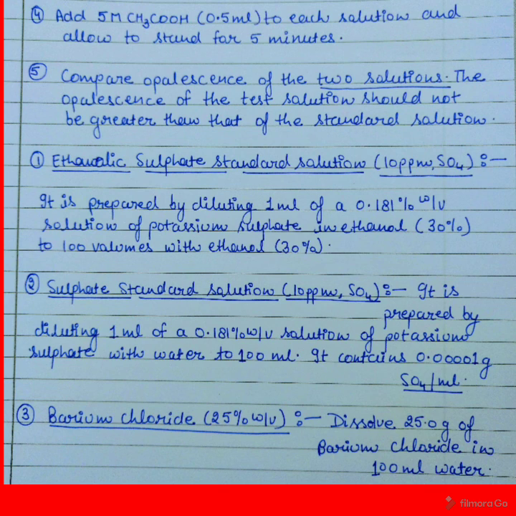10 ppm sulfate standard solution is to be prepared by diluting 1 ml of 0.181% weight by volume solution of potassium sulfate with water to 100 ml. It contains 0.00001 gram sulfate per ml. 25% weight by volume barium chloride is to be prepared by dissolving 25 gram of barium chloride in 100 ml of water. So students, this is all about the limit test for the sulfates.